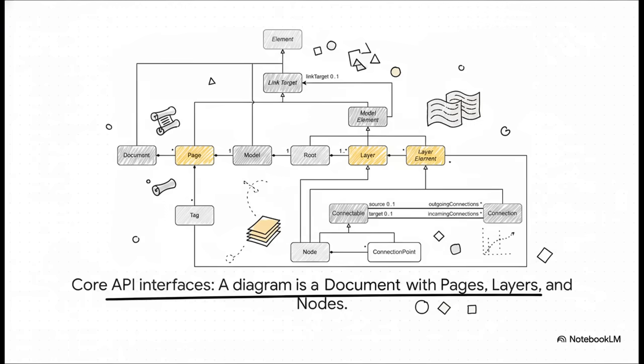Now take a look at this. This shows you that huge shift in thinking. The API doesn't see a JPG or a PNG, it sees a document object. And that document has pages. Each page has layers, and inside those layers, you've got the good stuff. Nodes, which are your shapes, and the connections that link them all together. It's not a drawing anymore. It's a graph of objects you can actually program against.